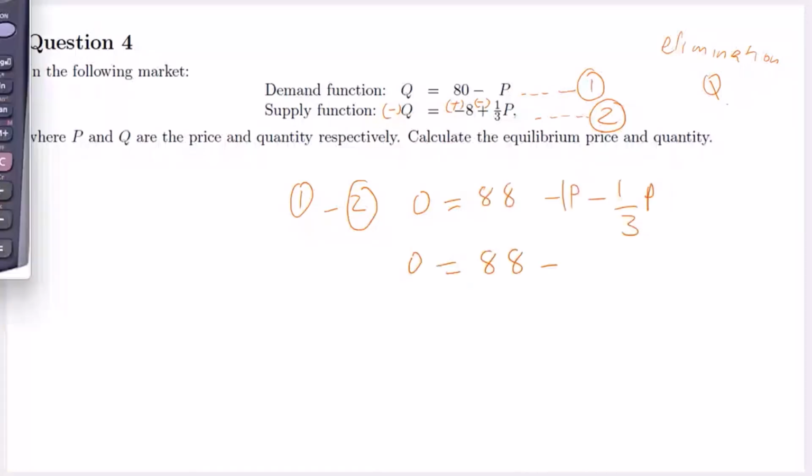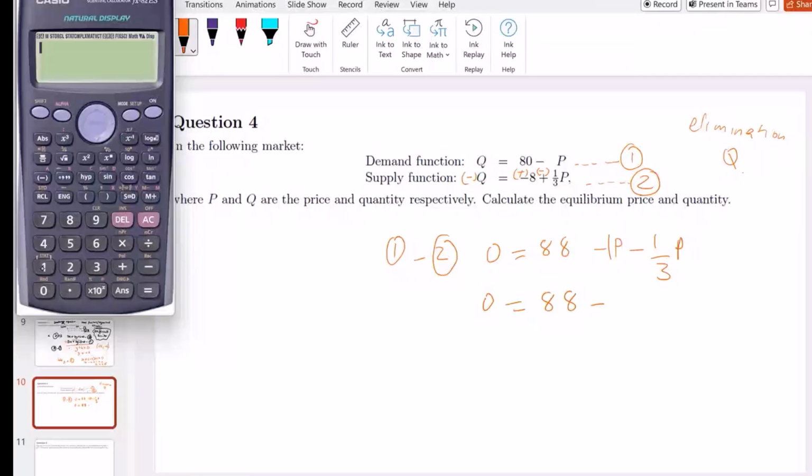I like the calculator because it's giving you 1 plus 1 over 3, which is 4 over 3. So I've got negative 4 over 3 P. So I can simplify for my P: 4 over 3 P is equal to 88.